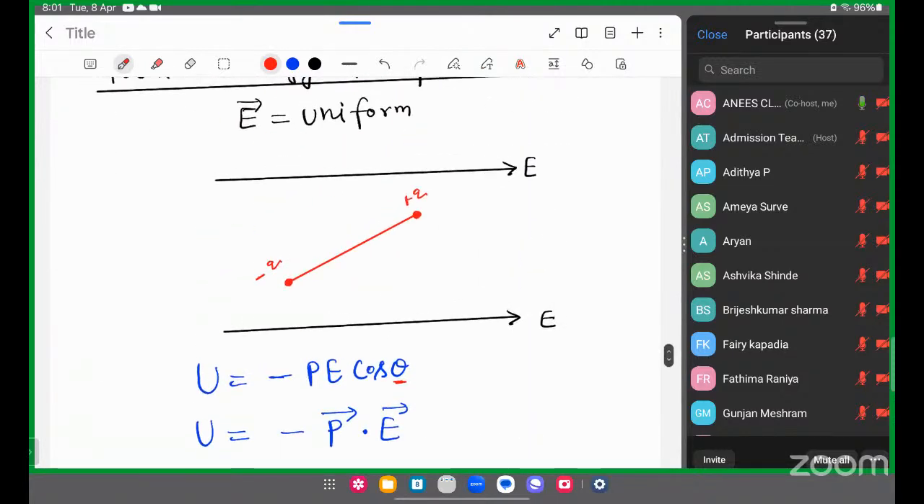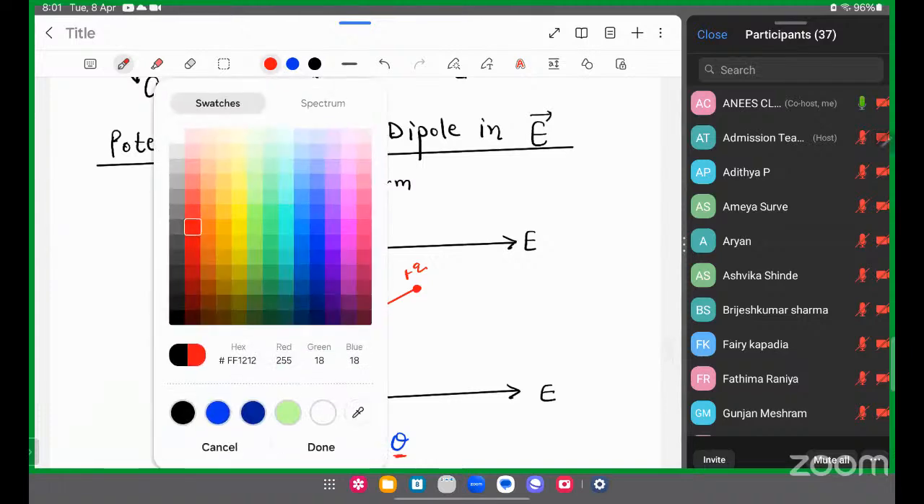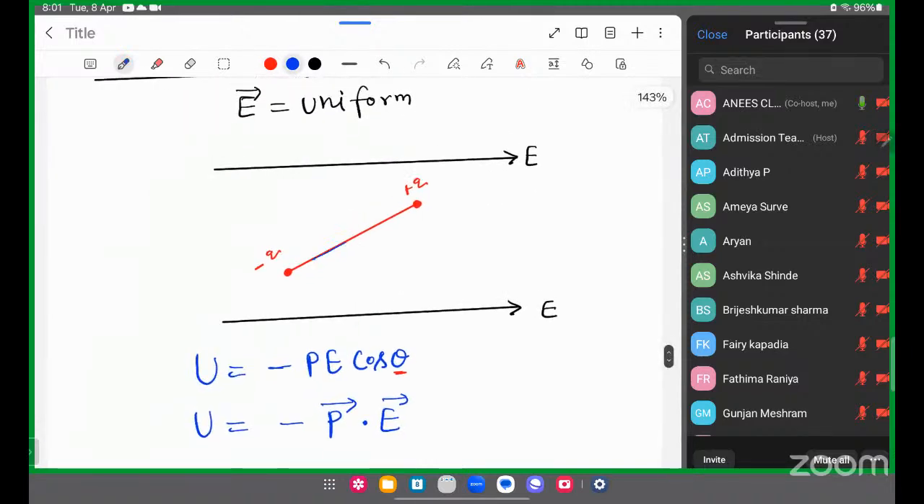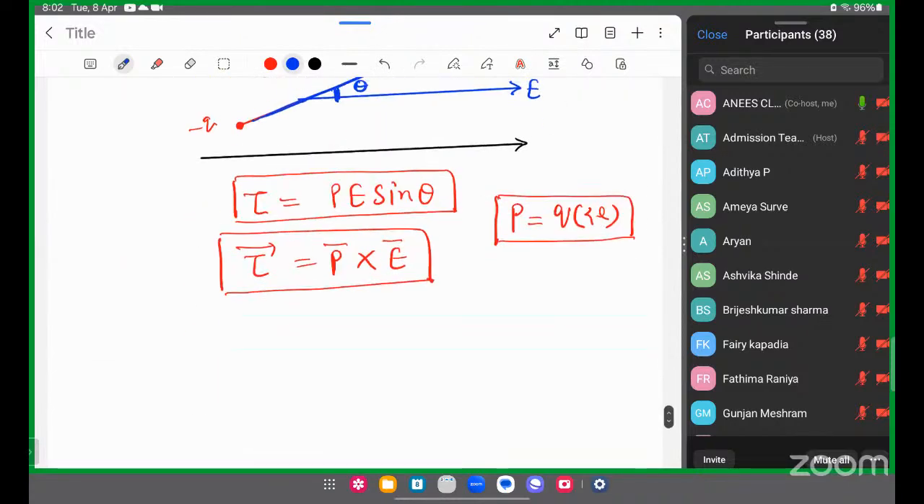Similarly, it is true in the case of potential energy. If this is the direction of dipole moment, negative to positive is dipole moment P, and this is electric field E, and the angle is theta between them. So potential energy is given by minus PE cos theta, that is vector P dot vector E. Understood?